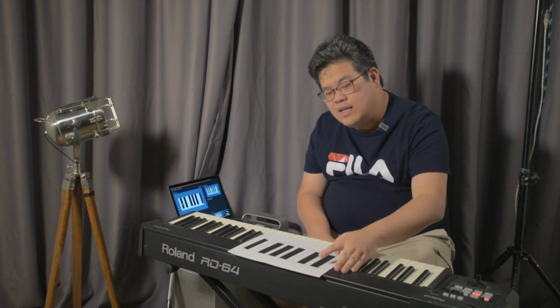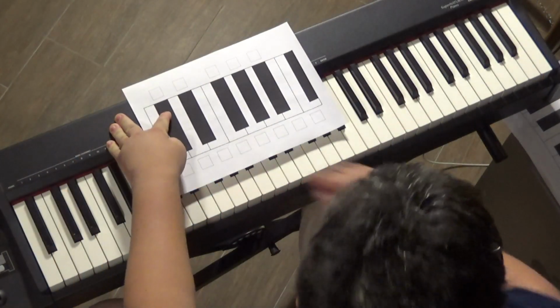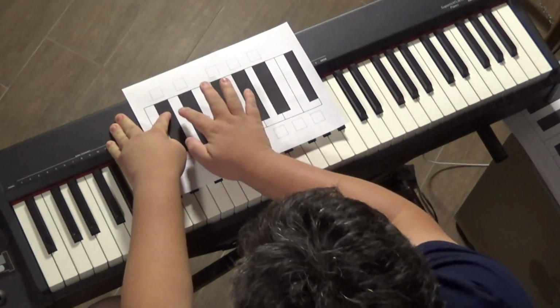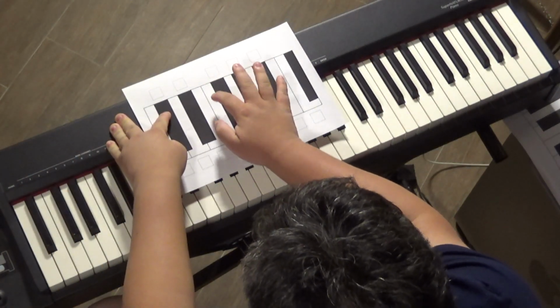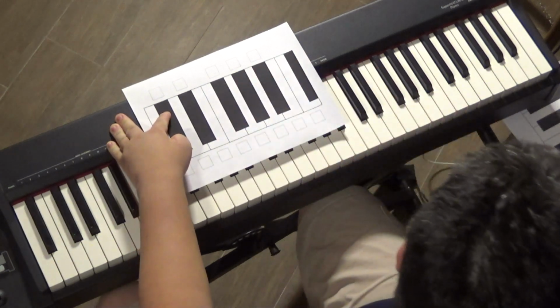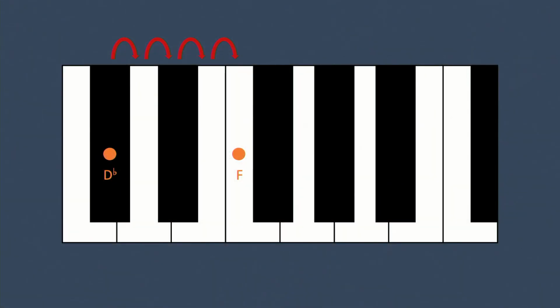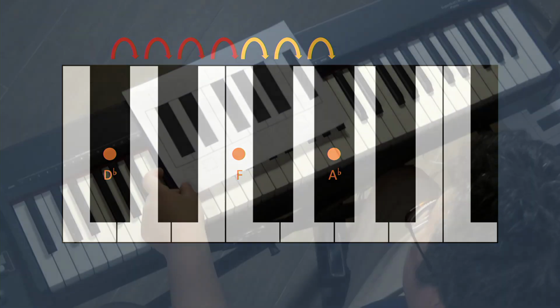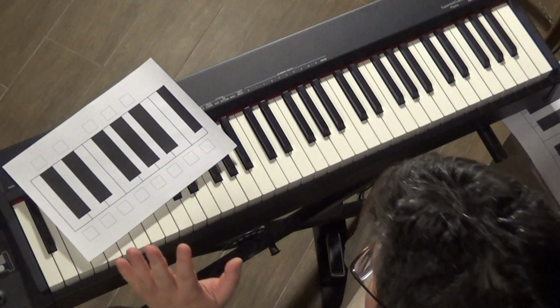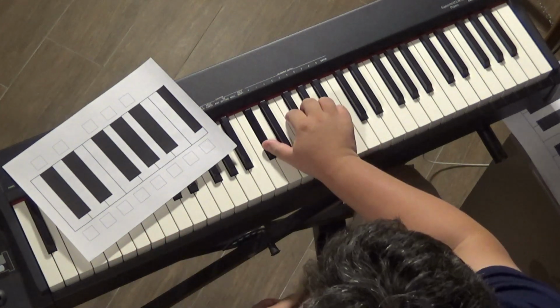So you take D flat and you count 4. 1, 2, 3, 4. And you get F. From F, you count 3. 1, 2, 3. And you get A flat. So D flat, F, A flat. That is the D flat major chord.